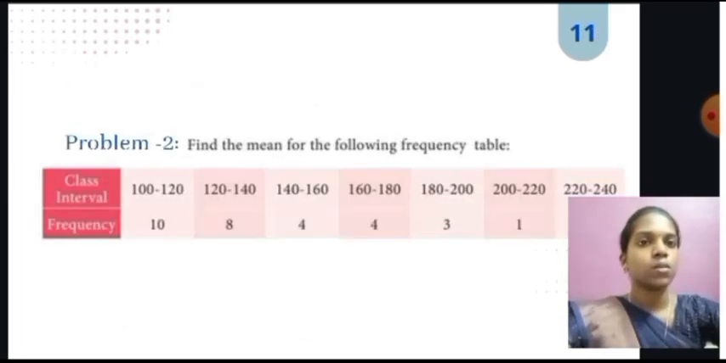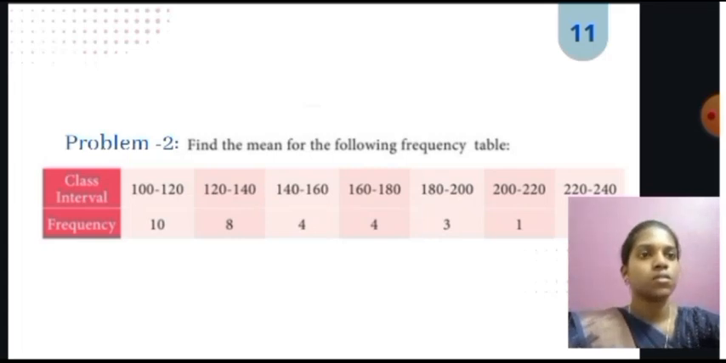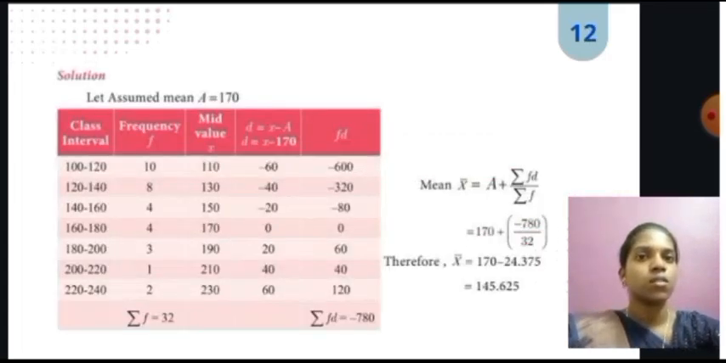So now let's see one problem. Find the mean for the following frequency table. So in this table we can see the class interval as well as frequency. Now let's find out the solution. Let assume mean A equal to 170. So in this table I have mentioned the class interval, frequency and the mid value and d, which is x minus a, and fd. So by this table we can use formula and find out the solution.